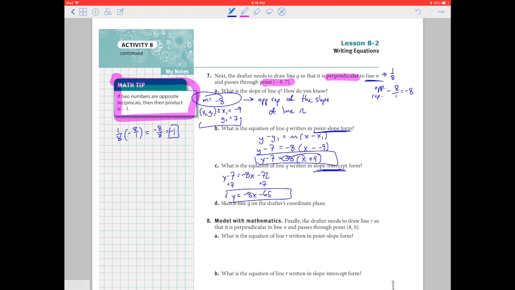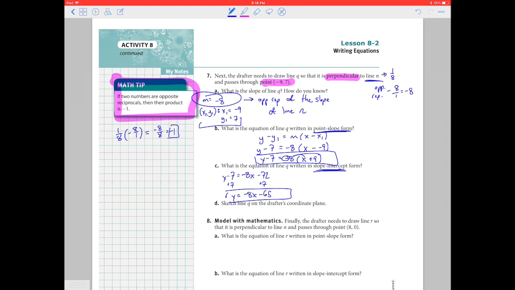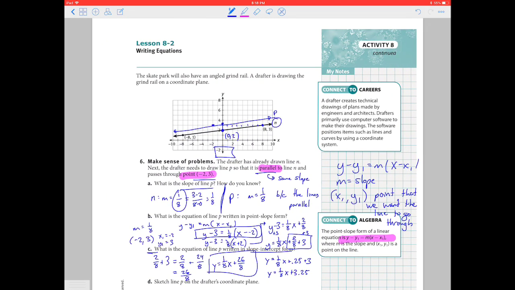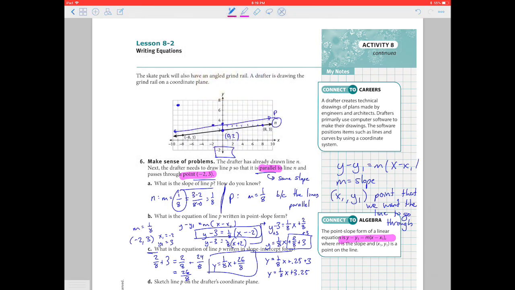Again, though, we have a weird y-intercept. So if we go to graph this, -65, the smallest number we have is -2. So the easier way to do this is to remind ourselves of what that point was. So we wanted this perpendicular line to go through -9, 7. Right, so we wanted to go through this. I'm going to change color again so we can see it a little bit better. We want it to go through this point, and then we also want it to have the slope of -8.